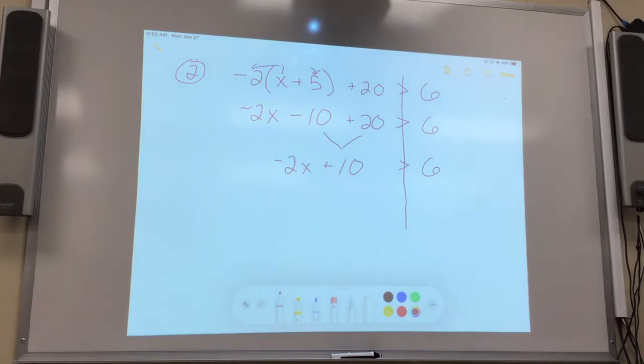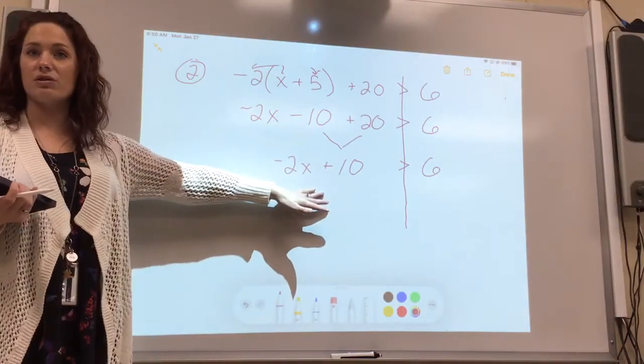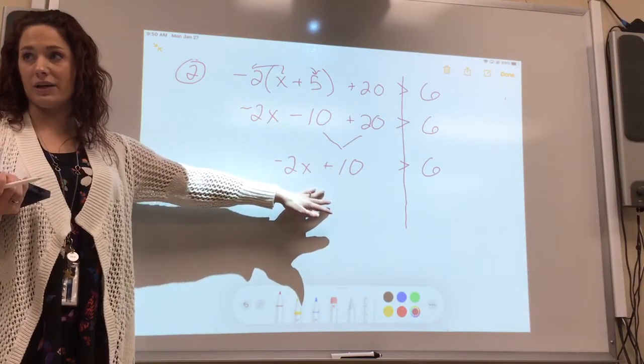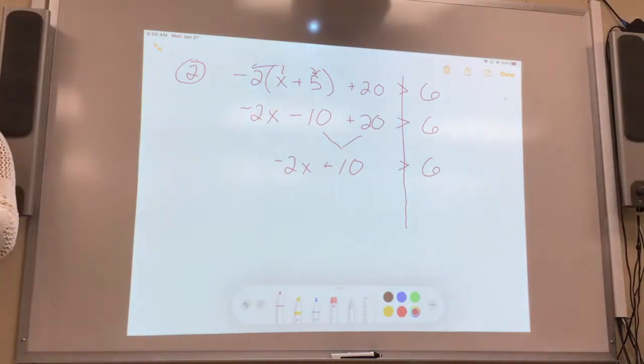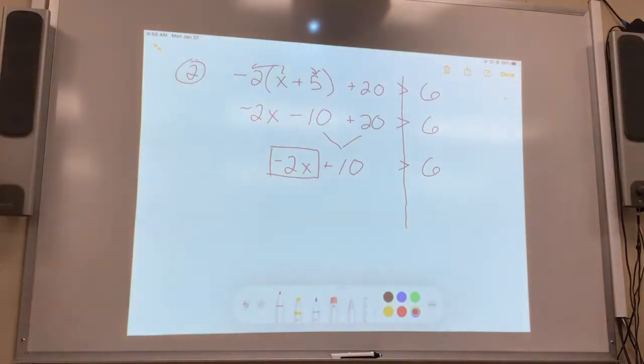So once you do the distributive property and combine like terms, now it's down to a two-step problem that you were working on at the end of last week. So I want to isolate the x. So I have to get rid of add 10. So let's get rid of that by subtracting. If any of these steps don't make sense, please ask while we're working on it, okay?